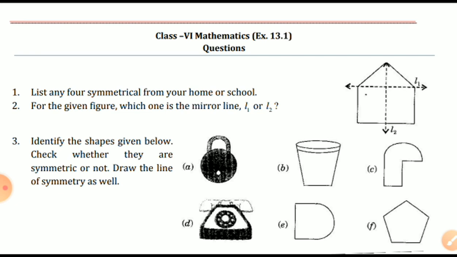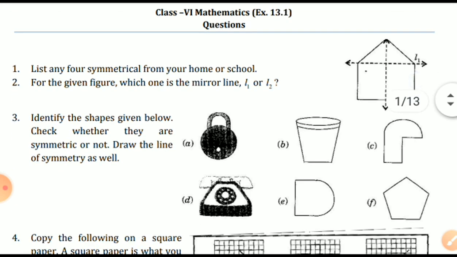So here are the questions of exercise 13.1 of standard 6 mathematics. Questions and solutions I will say afterwards. List any four symmetrical things from your home or school. We have to write any symmetrical figures or things near our house or school.